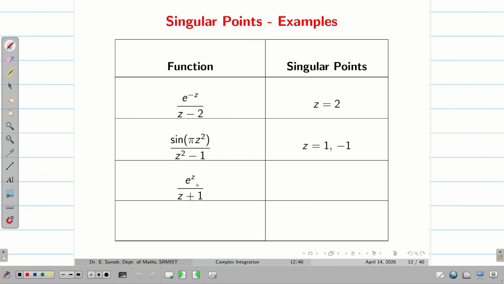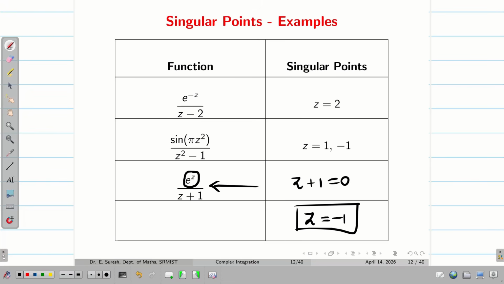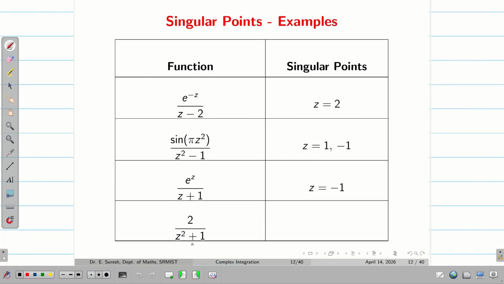Similarly, when we take e power z by z plus 1, e power z is analytic everywhere. When the denominator is equated to 0, we get z equal to minus 1, which is the singular point for this function. And finally, we have 2 divided by z square plus 1. We say constant functions are entire functions. They are analytic everywhere. So when you equate the denominator to 0, we get z square equal to minus 1, z equal to plus or minus i. So z equal to plus i and minus i are the singular points for the given function. Hope now you are very confident to find the singular points from the given function in the problem.